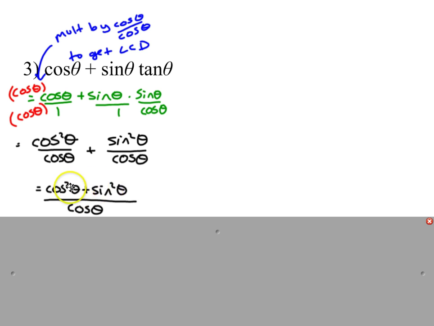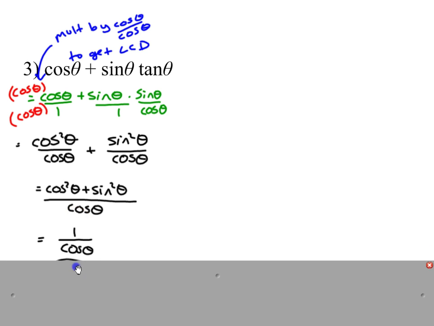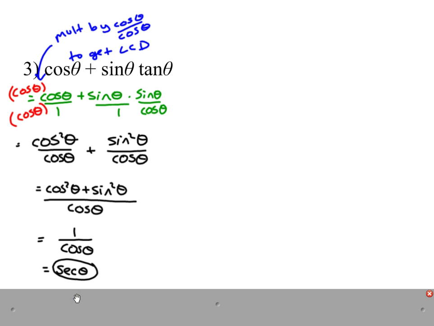This numerator can be written by a single line. It looks so complicated, but look back in your identities. We said if there's any square in it, you want to look at a Pythagorean identity. And isn't that the first Pythagorean identity? It's just reversed. So that can be written just as a 1. And then 1 over cosine is just secant. That's about as tough as they get.